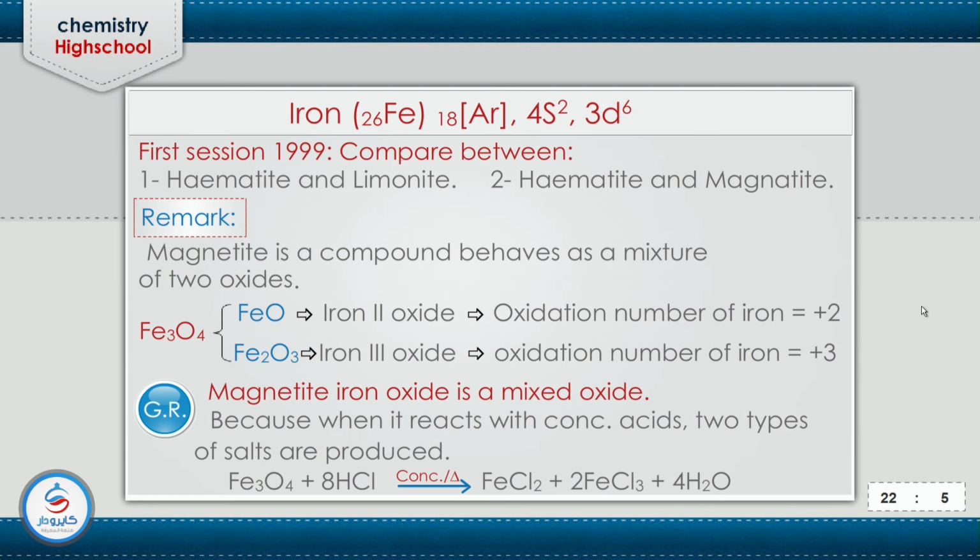So the reaction of magnetite iron oxide with concentrated acids like HCl gives two types of salts: ferrous chloride plus ferric chloride. That means that magnetite reacts with concentrated acids to give two types of salts.